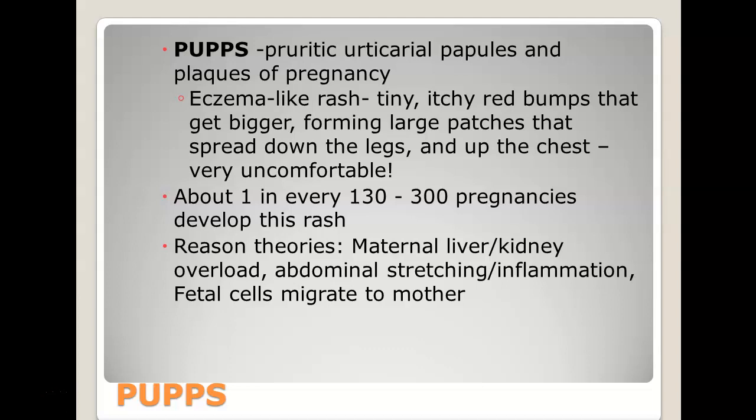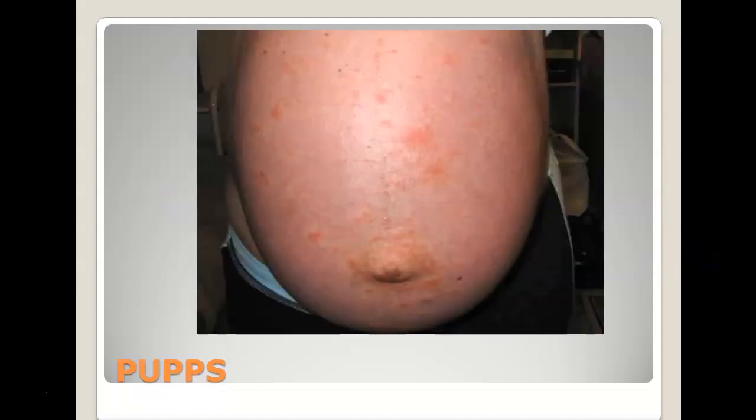So whereas they're not 100% sure what causes it, they know what will cure it, which is delivery. So once a mom is no longer pregnant, this rash goes away. So if a woman has this rash and it's getting to the point where it's incredibly uncomfortable or difficult to live with, they will consider delivering her early because of it. And this is just an example of what it looks like. This is what a PUPPS rash looks like on a mom.